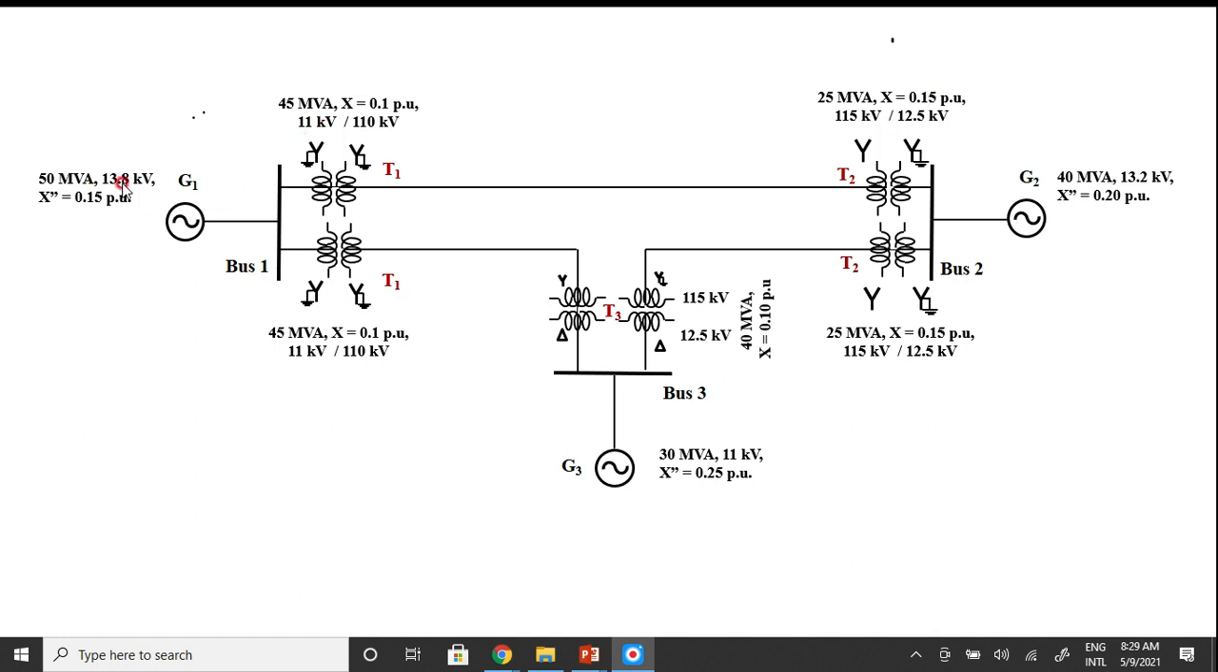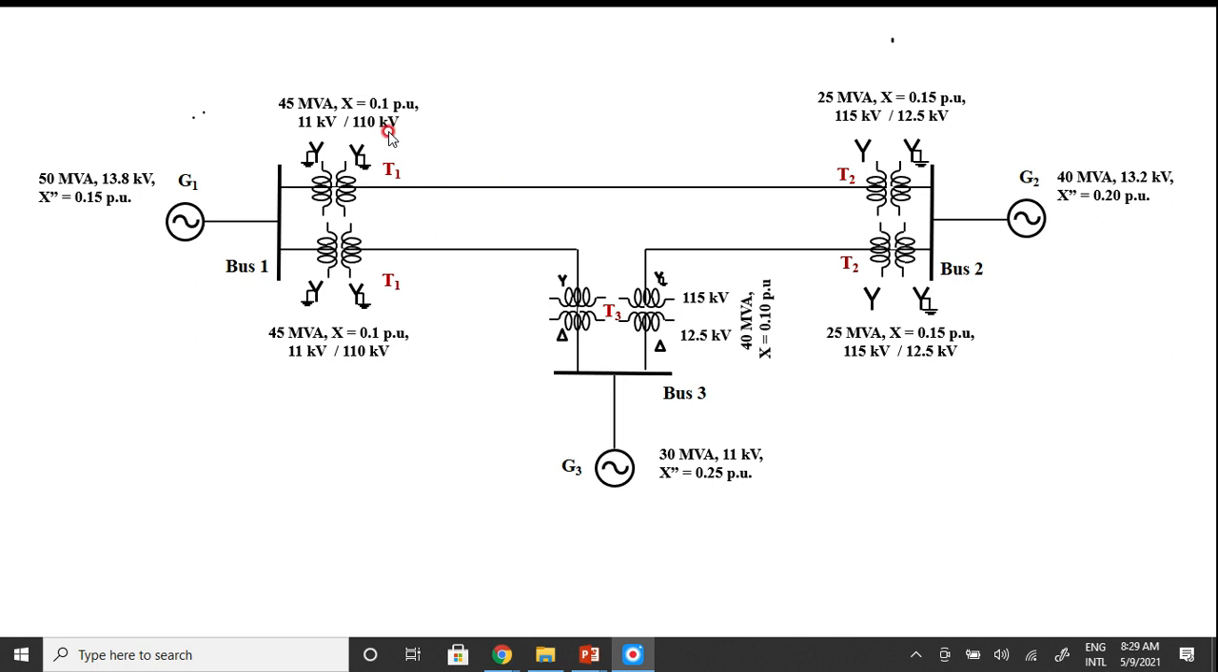Here it is 13.8 kilovolts. Then on this side you have to take 11 kilovolts. Then this is a transmission line, you have to take 110. It is already a 110 line. Then on the other side, the T2 has a rating of 115 by 12.5. Which side do you have to choose toward the transmission line? It is 115, because it almost matches the voltage level of the other side of the transmission line or the transformer.